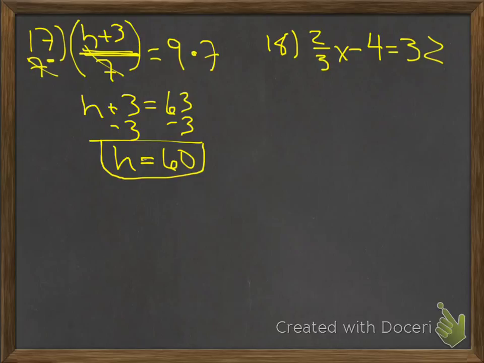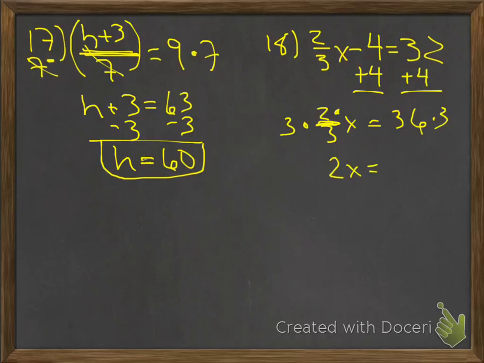This type of problem is still where you add or subtract first, but I would take care of the plus 4 first. You get 2/3 x equals 36. Then you can think of this as divide and times. So what's the opposite of dividing? Multiply by 3.